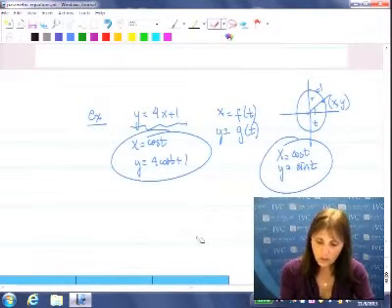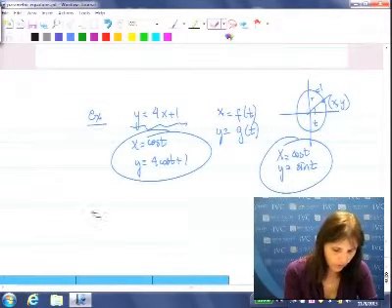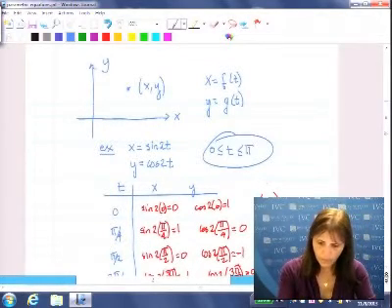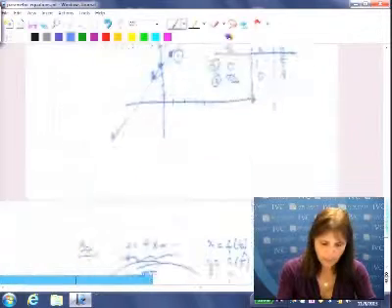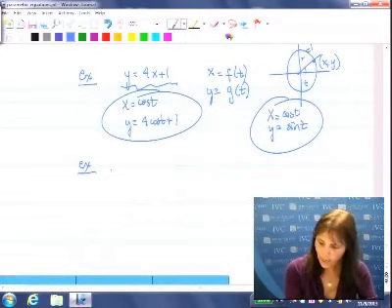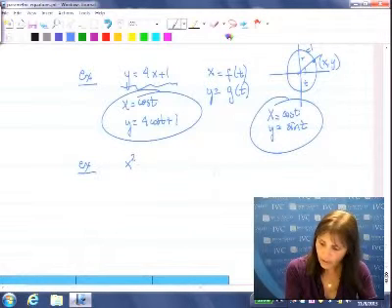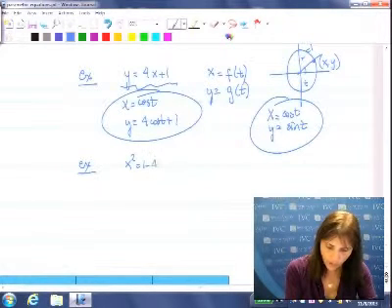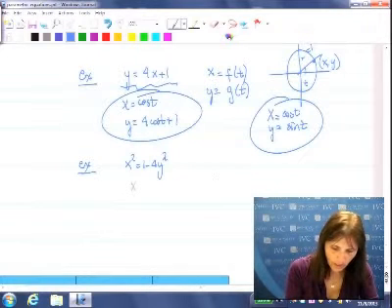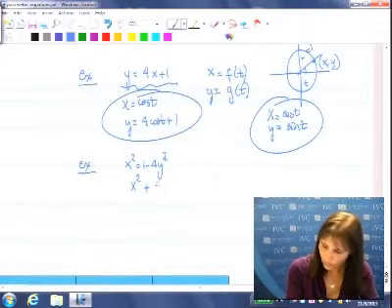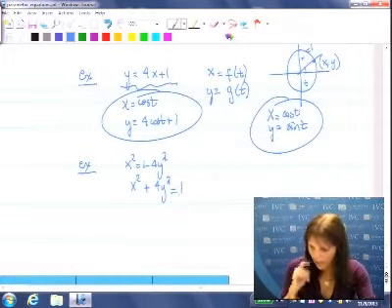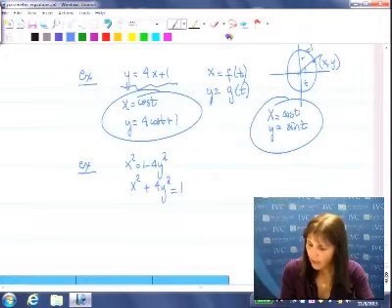Let's do something a little bit more difficult. This tablet is acting up. Here's another one. Let's say I have x squared equals 1 minus 4y squared. So let's move things around a little bit. x squared plus 4y squared equals 1. So let's think about that, how that works out.